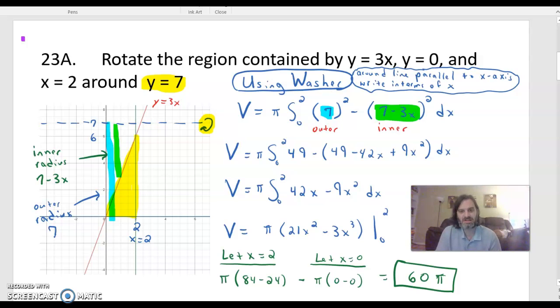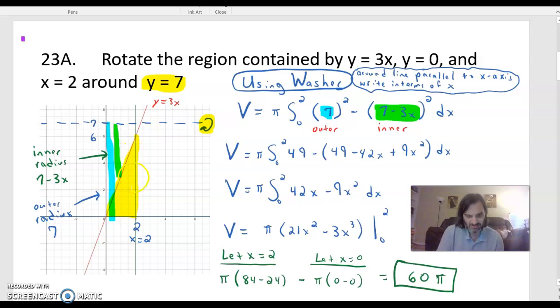Hey, we're going to work a problem, and we're going to do it both using the disk washer method and the shell method. Rotate the region contained by y equals 3x, y equals 0, and x equals 2. And we're going to rotate that around y equals 7.